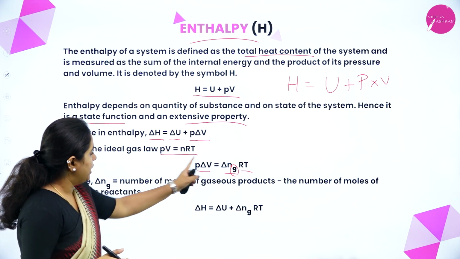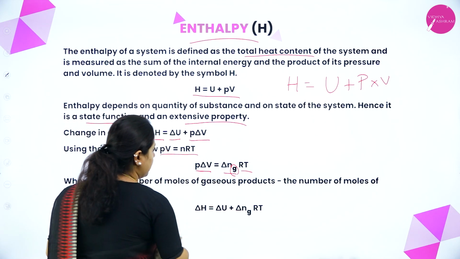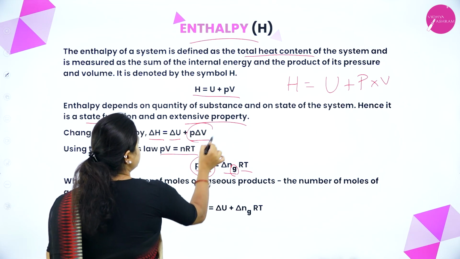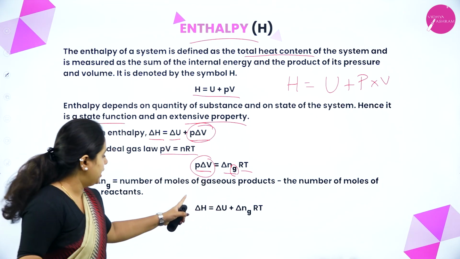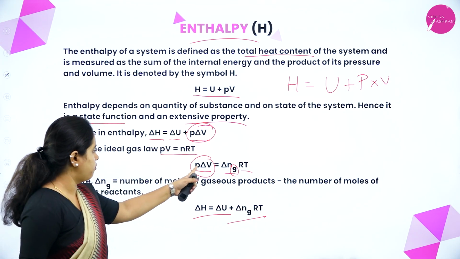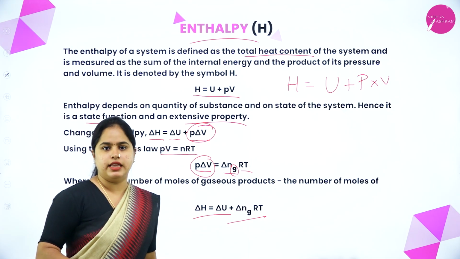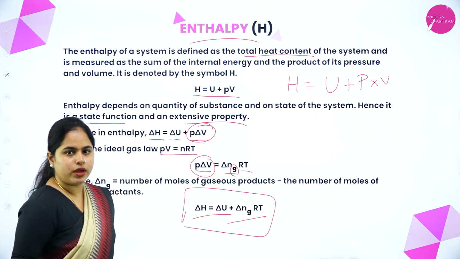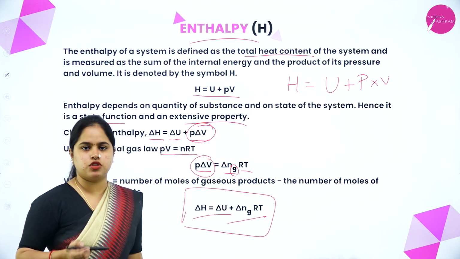Okay, so we know that P delta V is equal to delta n_g RT. So this P delta V I can substitute in this equation. The equation becomes delta H is equal to delta U plus delta n_g RT. So instead of P delta V I can even substitute that. So this is another equation for change in enthalpy. I hope delta n_g, what it is, is also clear for you.